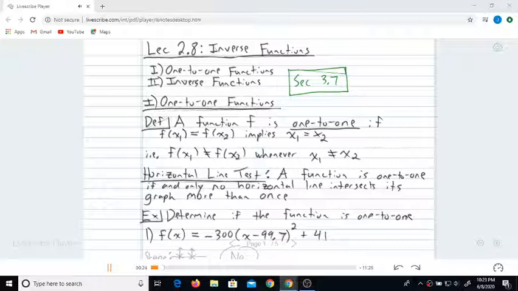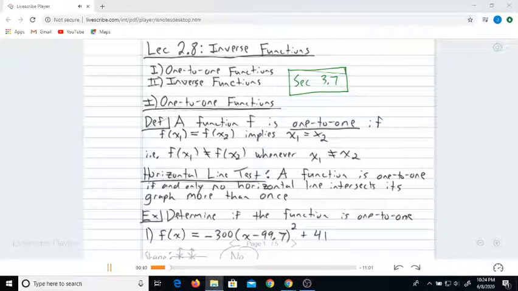what it means for a function to be one-to-one. Basically, a function is one-to-one if matching outputs implies matching inputs. So in other words, outputs are unique. So there's one input which corresponds to one unique output. And thus we can use the horizontal line test.